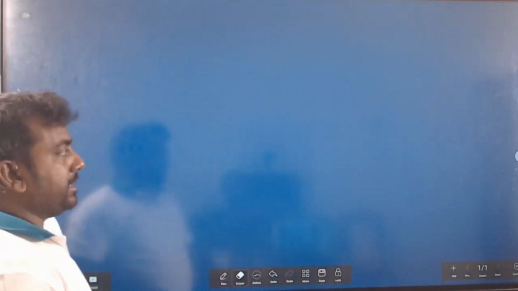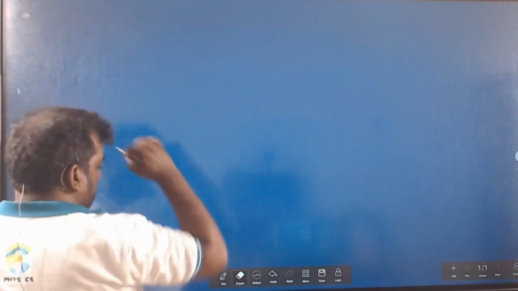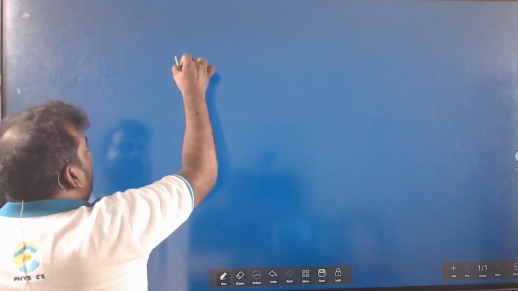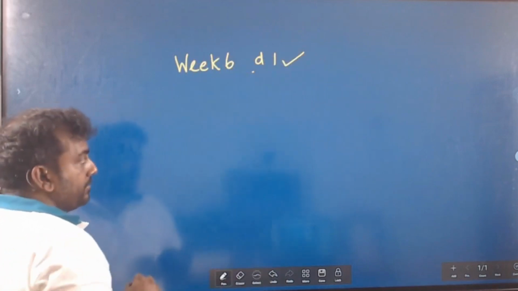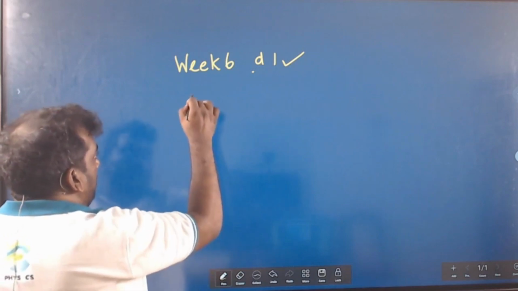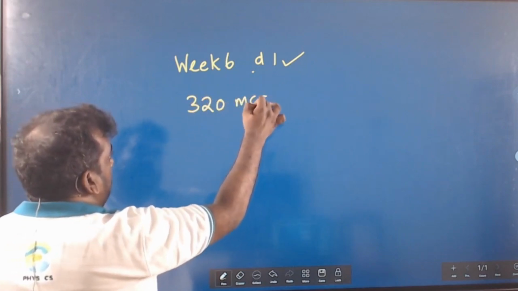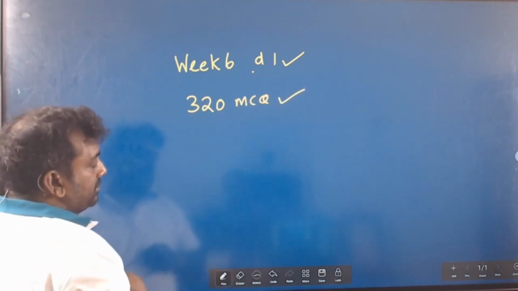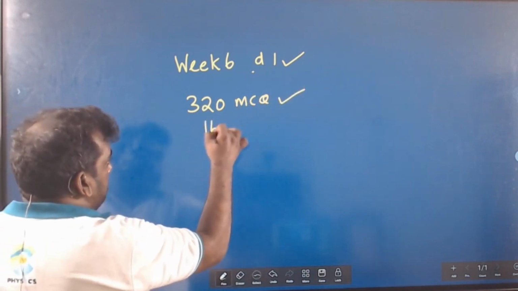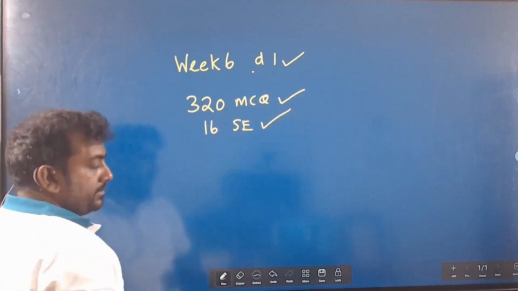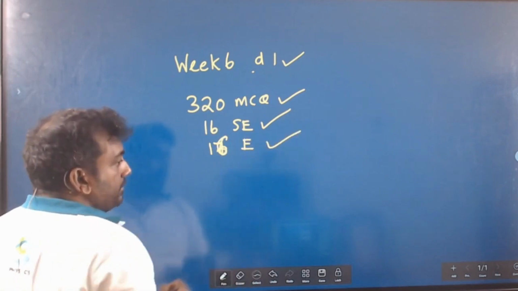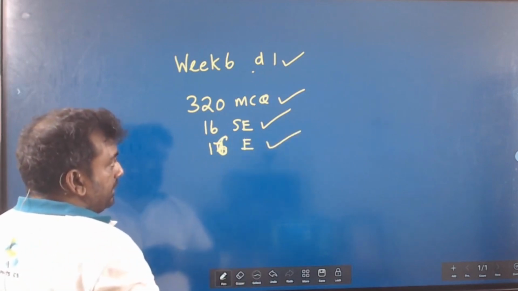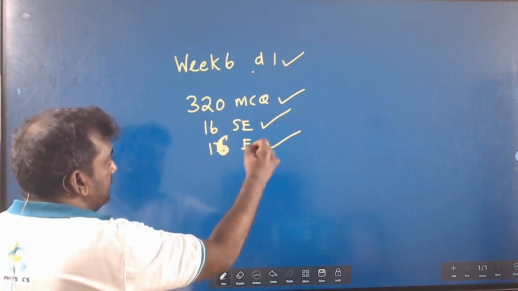So this concludes week 6 day 1. Six weeks, week 6, day 1 done. So how much have we done? 320 MCQs done. 16 structured essays also done.